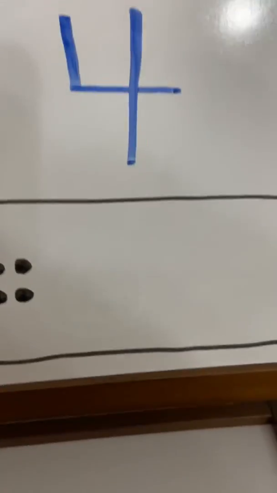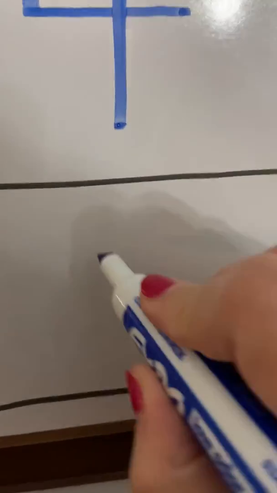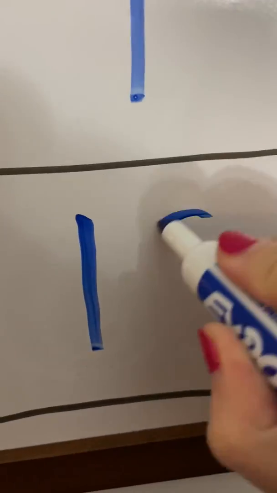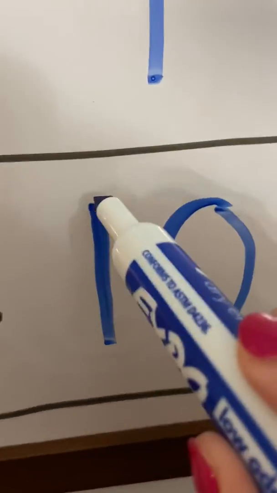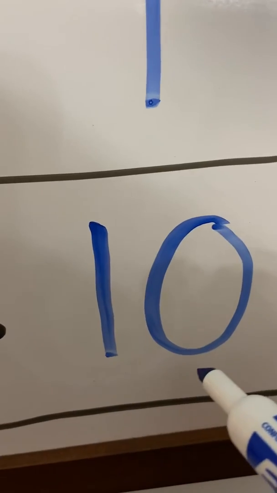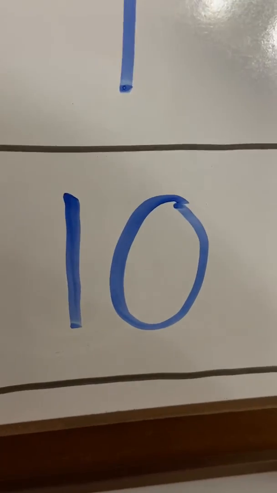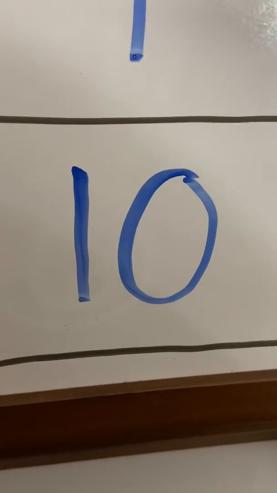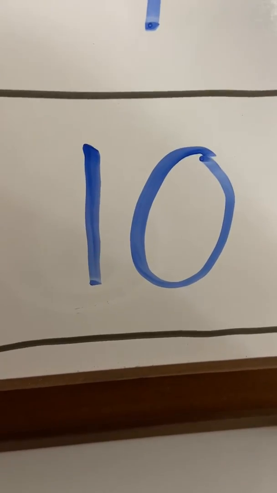Let's make 10. We remember that 10 is a 1 and then a 0. So top to bottom, then you're done. You just made the number 1. And curve from the top, be a hero. Close the loop and make a 0. Practice writing a whole row of 10.